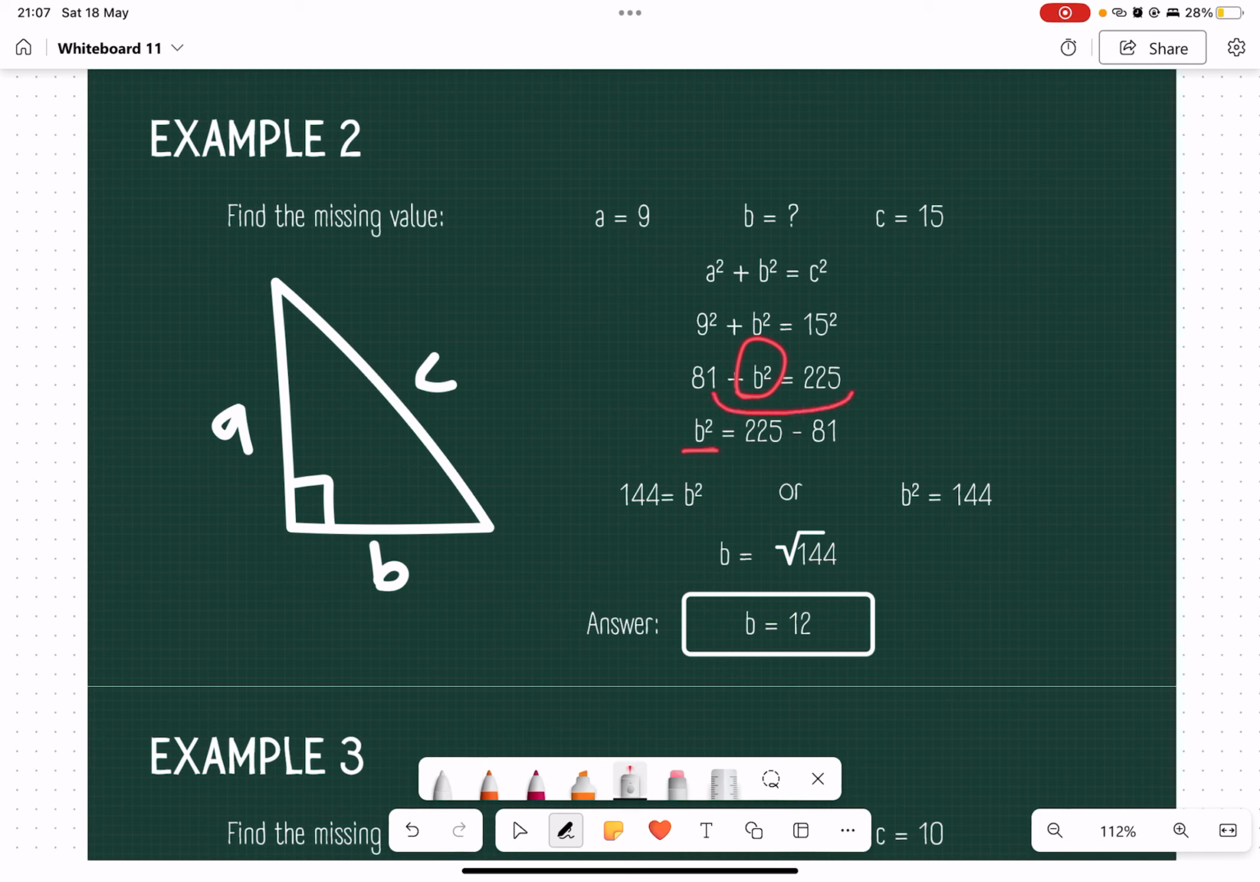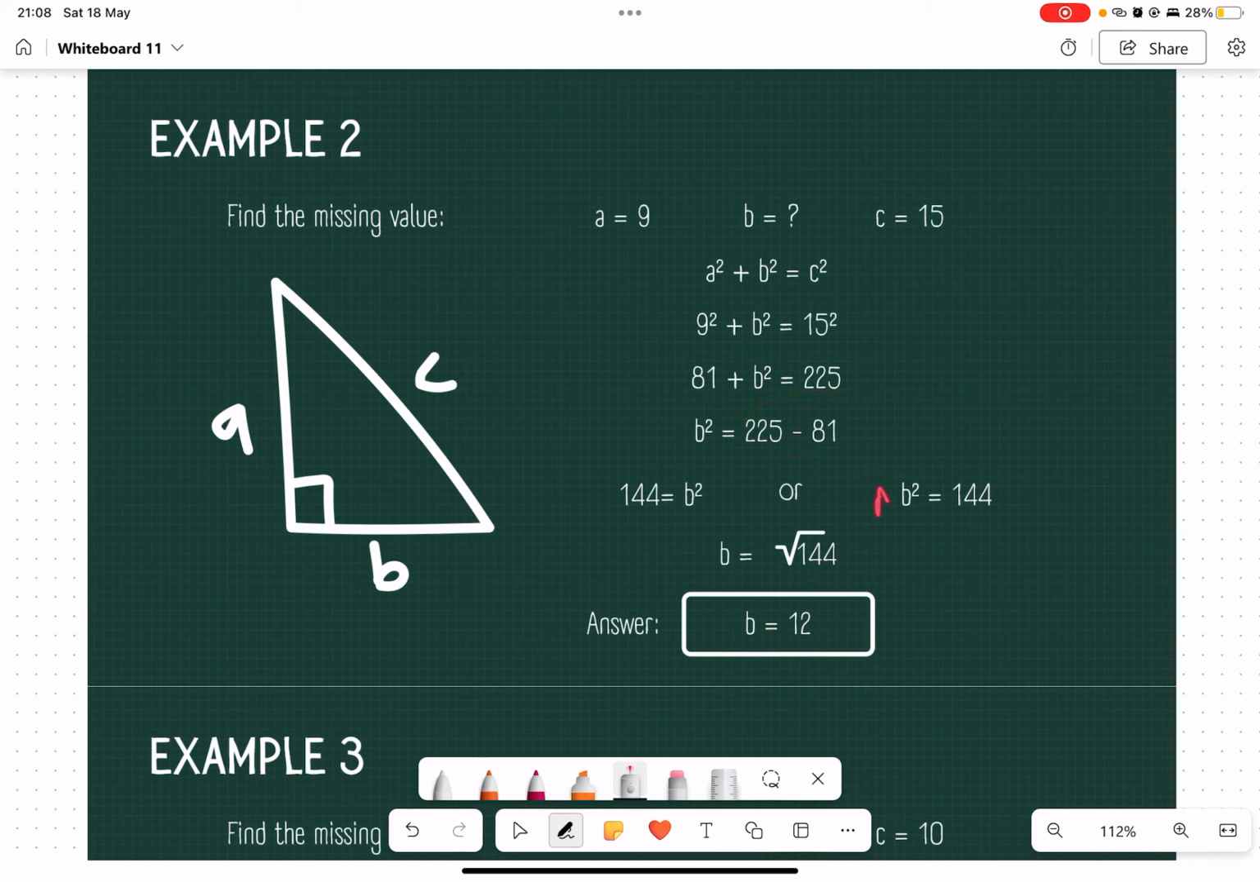The 81 is going to move that side. Because it's moving to the other side, it becomes minus 81. So now you have B squared, which is here, equals 225 minus this, because it has to move to the other side. And then now this will go there, right? B squared equals 144, because the difference between 225 and 81 is 144.